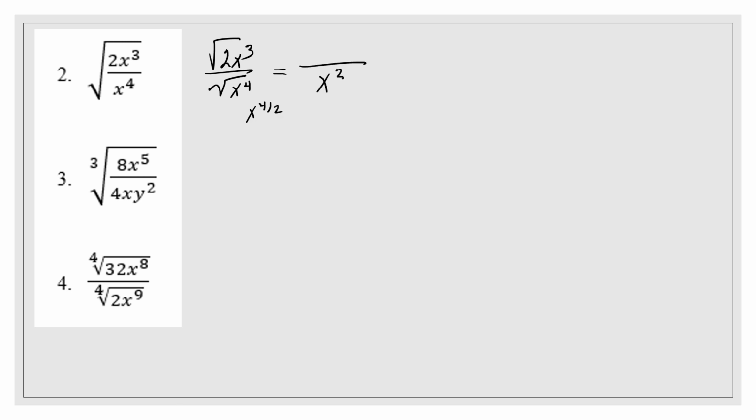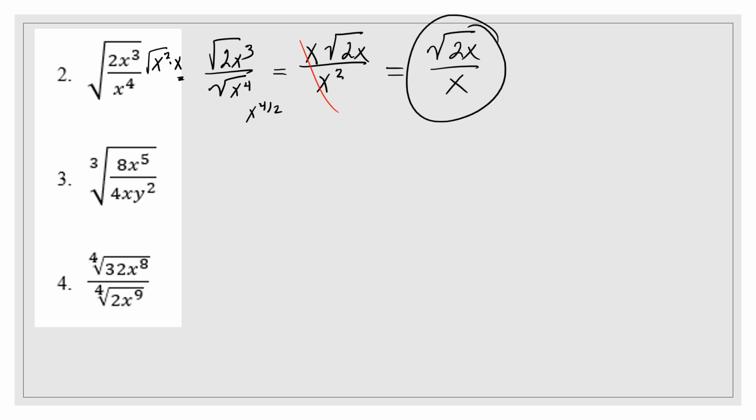In our numerator, I can simplify x to the third power because I've got one group of 2, so I've got an x squared times an x. So the square root of the x squared is just x. The other guy has to stay underneath the radical with the 2. So it's x square root 2x over x squared, and I now can simplify the x over the x squared to just leave me with the square root of 2x over x. No radicals in the denominator. Good deal.